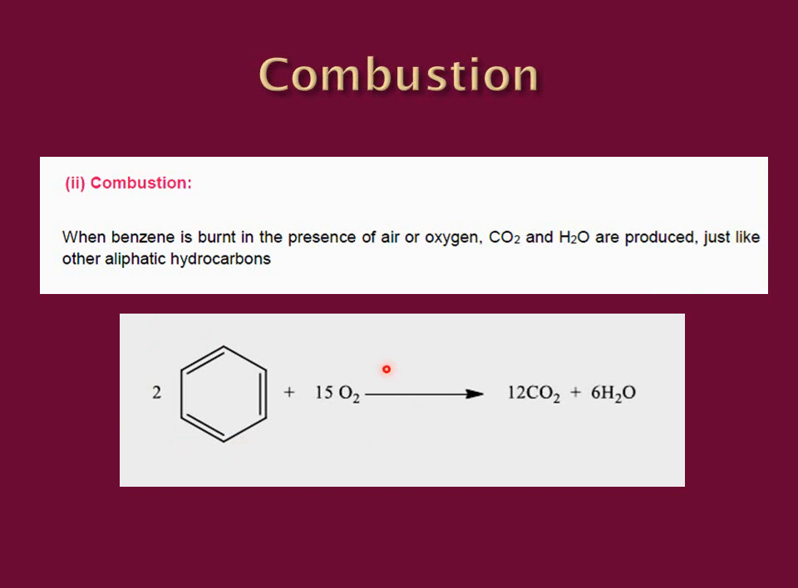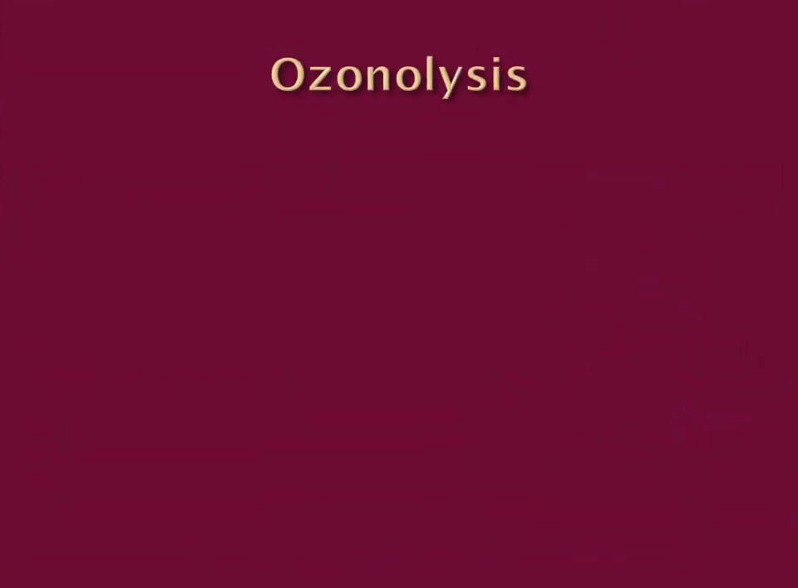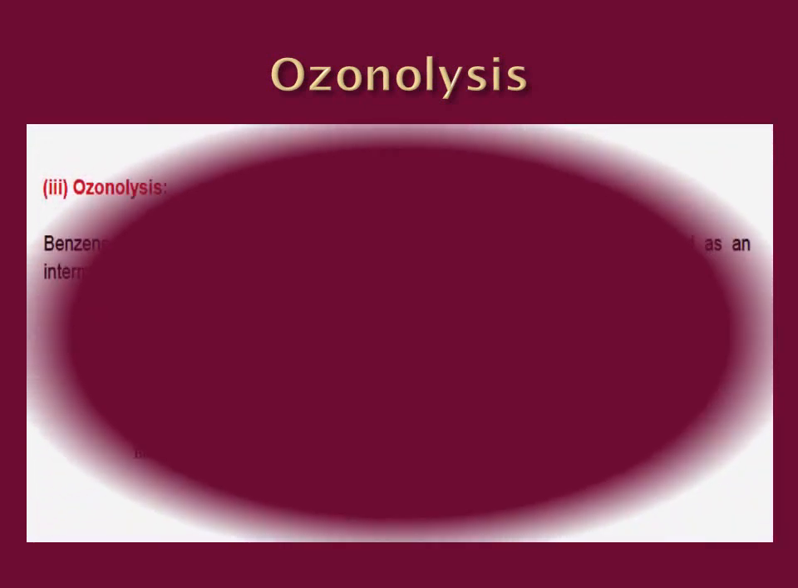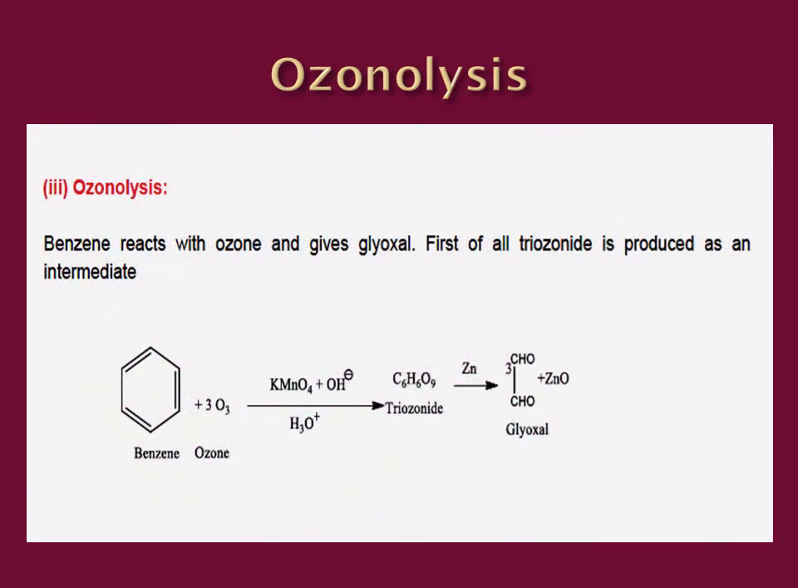Students, we have studied ozonolysis for alkenes as well as alkynes. Benzene also undergoes ozonolysis. Benzene reacts with ozone to give glyoxal. First of all, a triozonide is produced as an intermediate. Now, when ozone is reacted with benzene, the triozonide is formed.